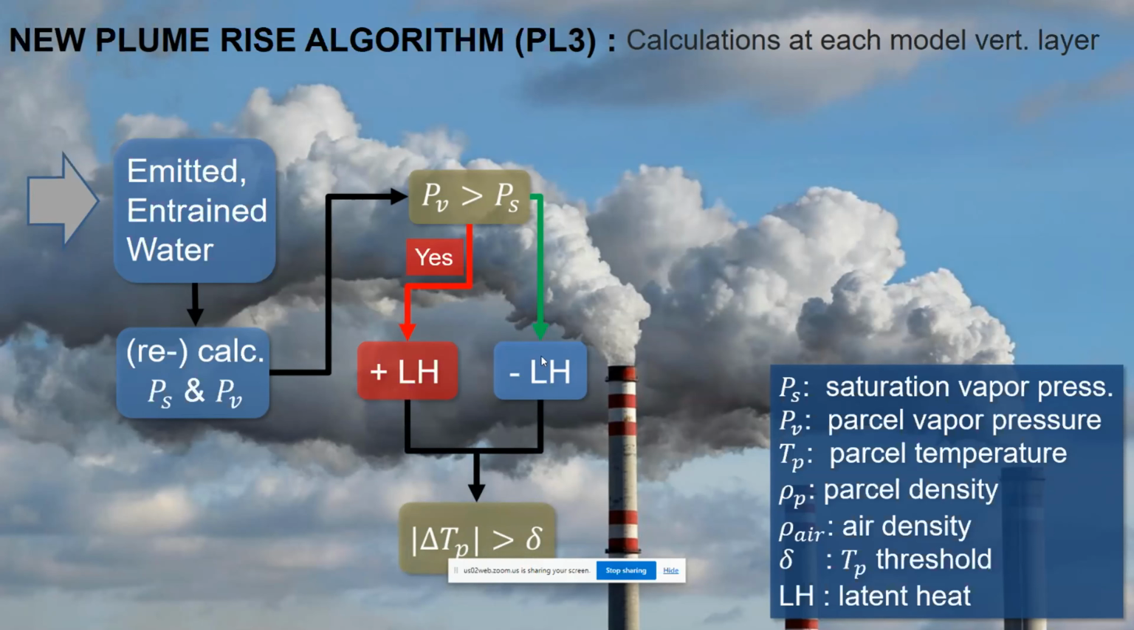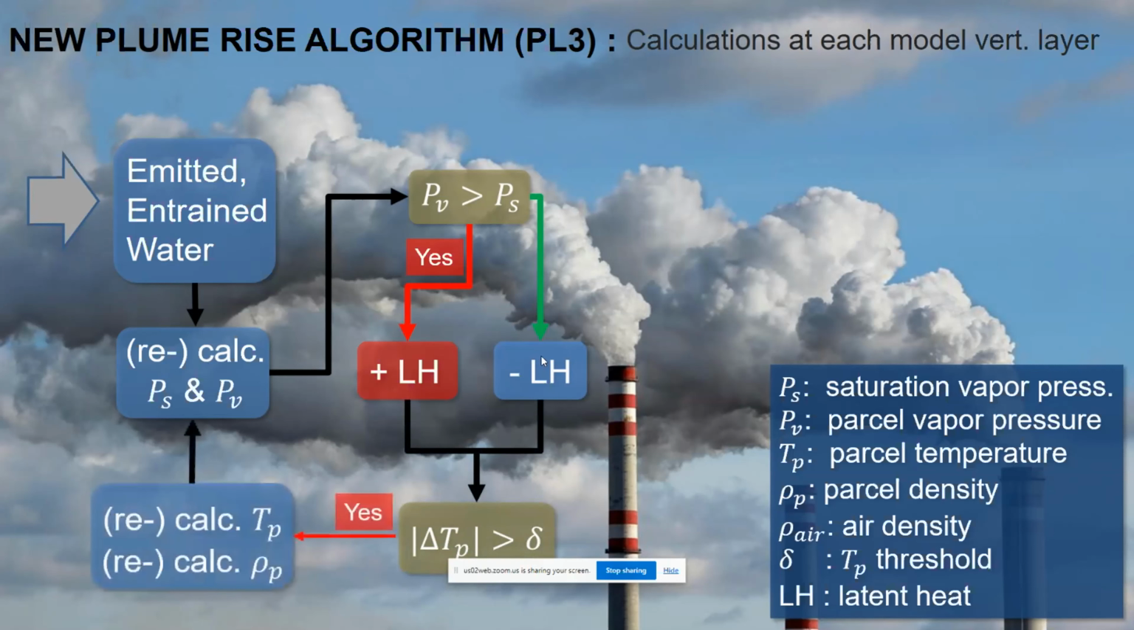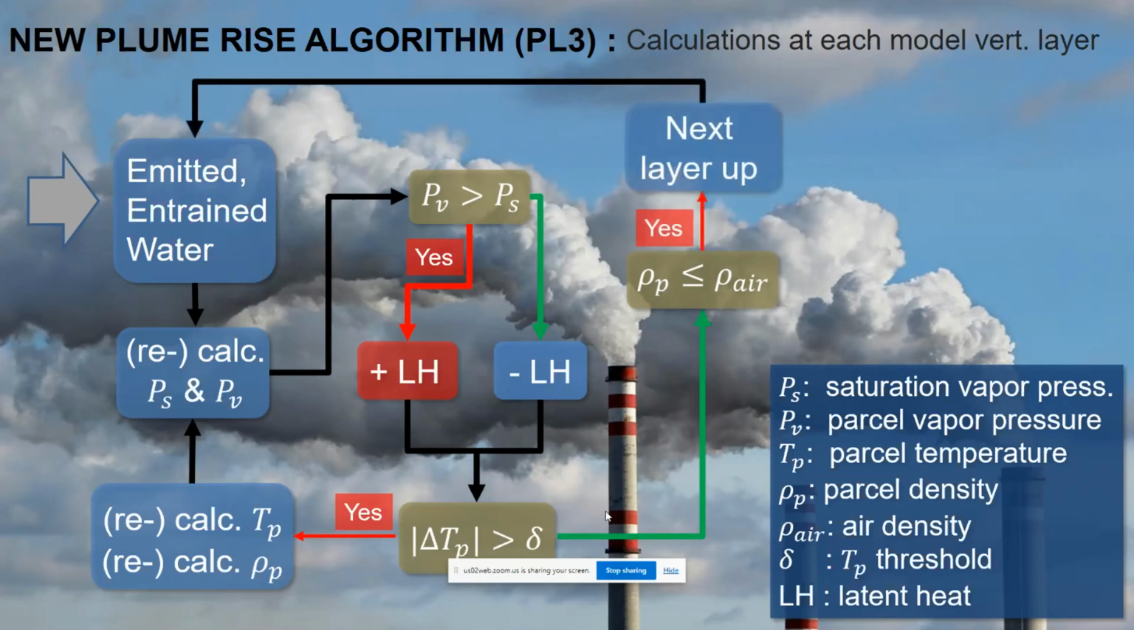Both of these conditions can result in a change in temperature of the parcel. And as long as that is above a certain threshold, which is just a small value, we continue with recalculating the temperature of the parcel and the density of the parcel, and going back to calculating the other state parameters. So this cycle goes on until we converge on a solution at that particular layer, at which point we compare the updated value for the density of the parcel to the ambient conditions. If it's still buoyant, it'll keep rising, and we repeat the calculation for the next layer up.